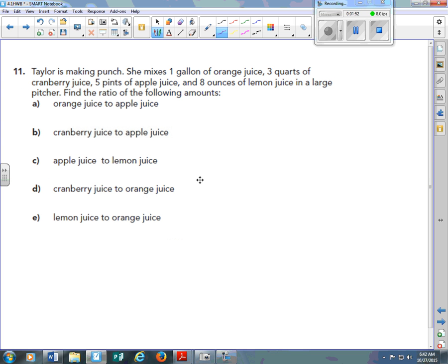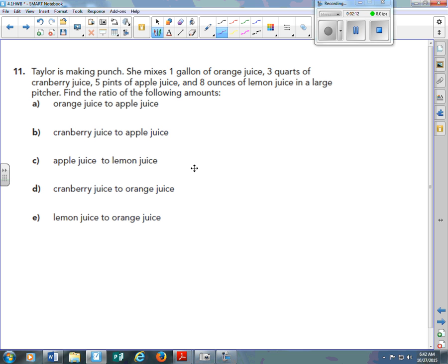Next question. Taylor is making punch. She mixes 1 gallon of orange juice, 3 quarts of cranberry juice, 5 pints of apple juice, and 8 ounces of lemon juice in a large pitcher. Find the ratio of the following amounts. And then it goes through the various amounts.